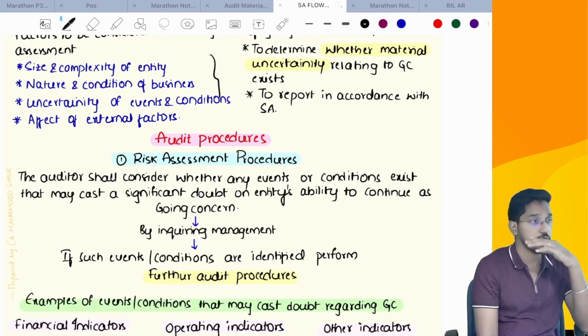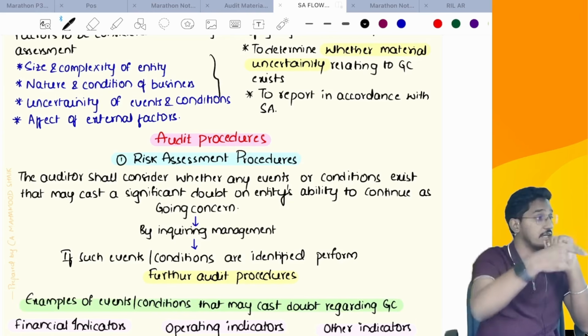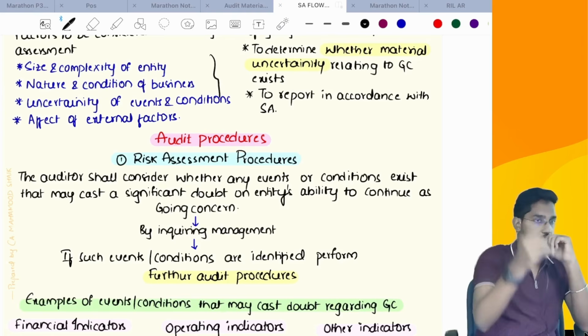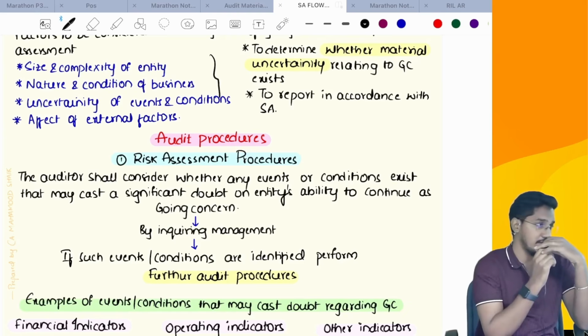Risk assessment procedures, what is the outcome? Identify the risk of material misstatement. Like in SA 501, I have told litigations and claims. First, you need to identify whether there is any risk of material misstatement in that area. Here also SA 570 says first perform risk assessment procedures. First identify, is there any risk of material misstatement regarding going concern?